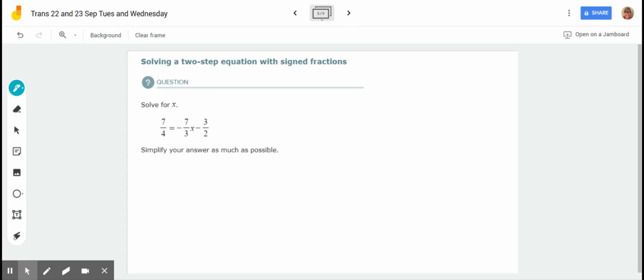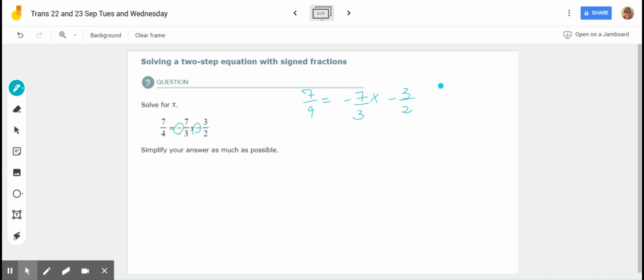Oh man, more fractions. It's okay, we're good. Again, multiply by the LCD. What's different between this problem and the last one? These little negatives. They are there to screw you over, and you need to be very aware of them. So here we go. 7 fourths equals negative 7 thirds x minus 3 halves.